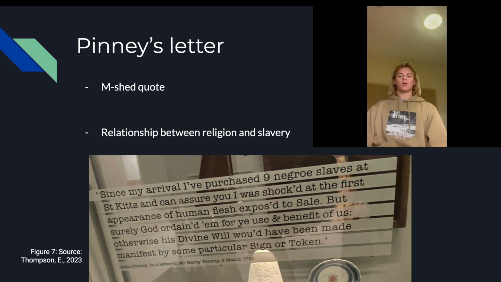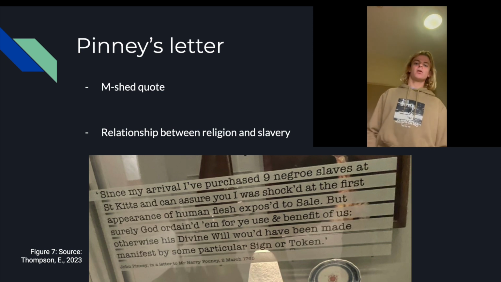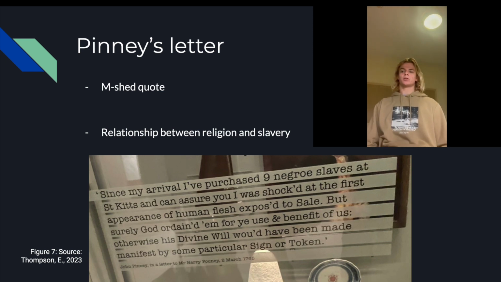Whilst we were in the M-Shed, we also saw a quote by Pinney, which is displayed below on the slide, which brought us on to the next stage of our rabbit hole, as it got us very curious about the relationship between religion and slavery, as this was not a topic that we'd talked about much within the module. To follow this up, we went to Bristol's cathedral to get a sense of place and religion within the city.